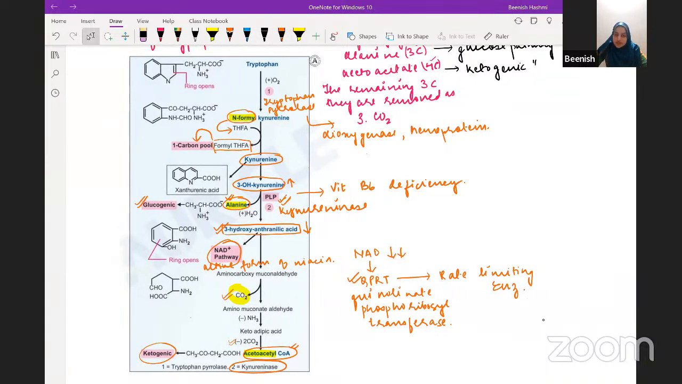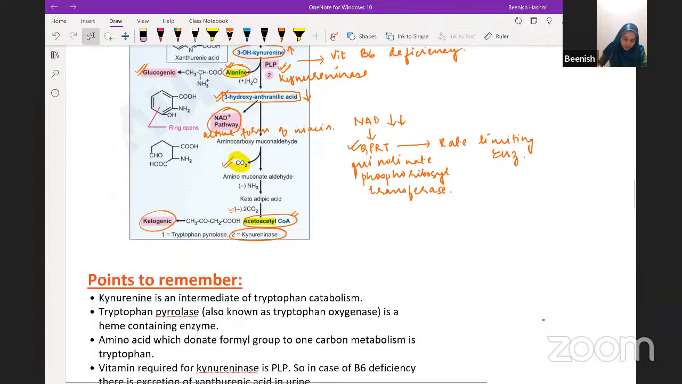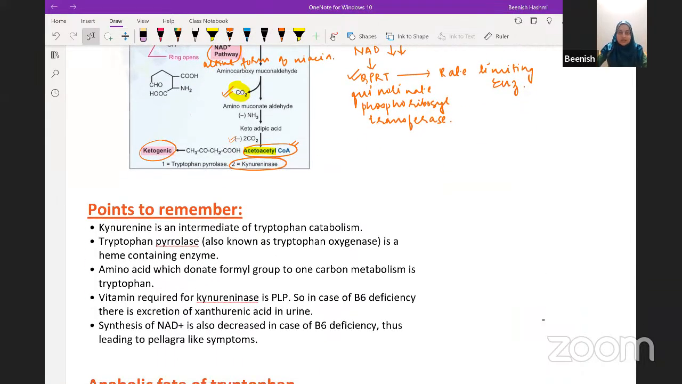So tryptophan changes into N-formyl kynurenine. In your tryptophan metabolism, you are getting a formyl group, which is entering the 1-carbon metabolism. Then you're getting alanine, which enters the glucogenic pathway. You're getting acetoacetyl-CoA, which is entering the ketogenic pathway. And then you have the intermediate 3-hydroxyanthranilic acid, which is entering the NAD pathway. Okay, so these are the important points that you need to remember. So I'll summarize the important points from the point of view of MCQs that you should be remembering.